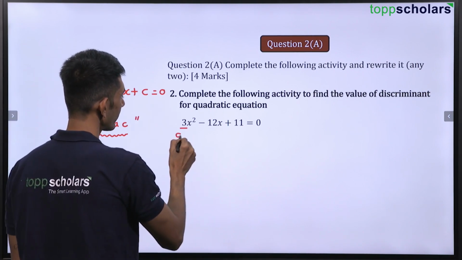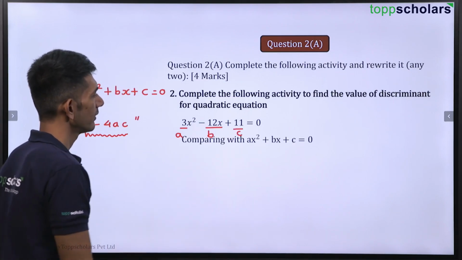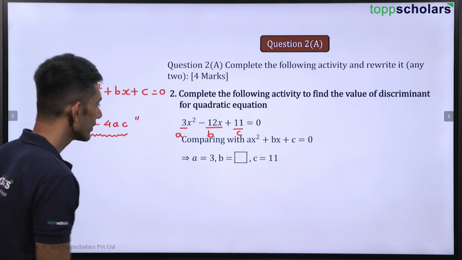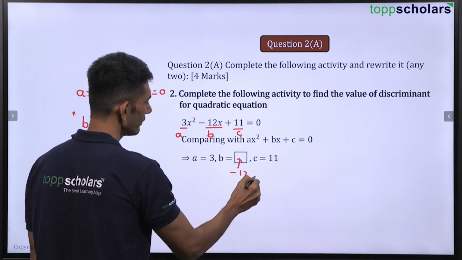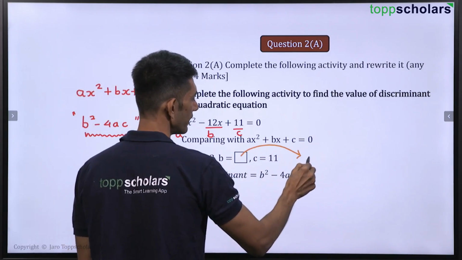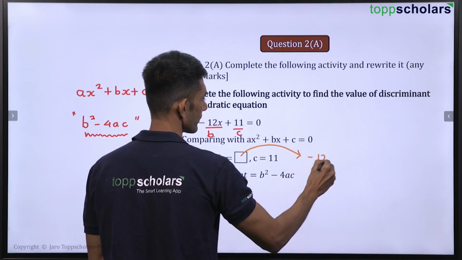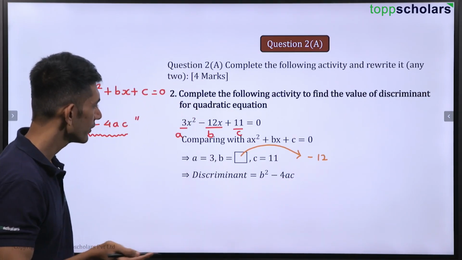So here a is 3, b is minus 12, c is 11. Obviously we are going to compare that. Okay, a is 3, b here I'll write down minus 12 and c is 11. So this box will be filled with minus 12. If it is negative, write down negative. If it is positive, write down positive.